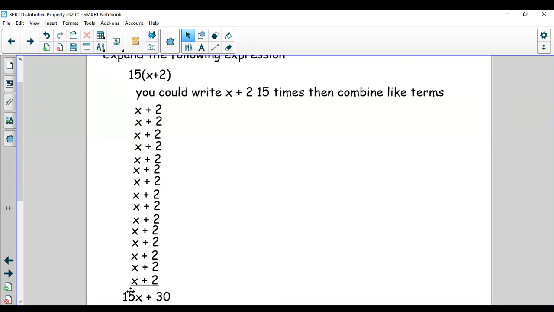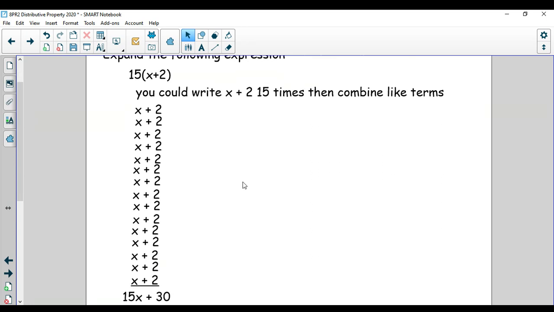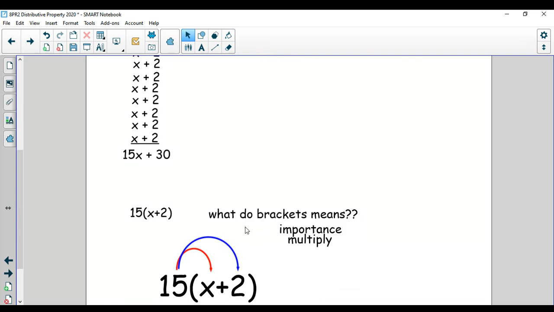I add up all my x's, 15 x's. Well, makes sense, yeah. I have 15 outside. There's 15 times I'm writing it, I'm going to have 15 x's. But then I go 2, 4, 6, 8, 10, 12, 14, 16. Oh, take a breath. 18, 20, 22, 24, 26, 28, 30. 15x plus 30. So is that how we want to do distributive property every time? It's going to take a lot of paper. But now if we scroll down, look at this way.